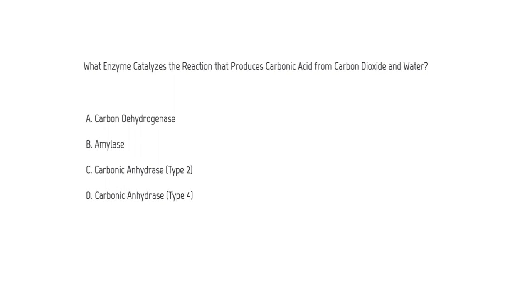Now that we know how the kidney maintains the body's pH, let's test what we learned. The first question is, what enzyme catalyzes the reaction that produces carbonic acid from carbon dioxide and water? If you're thinking C or D, you have a 50% chance of being right here.